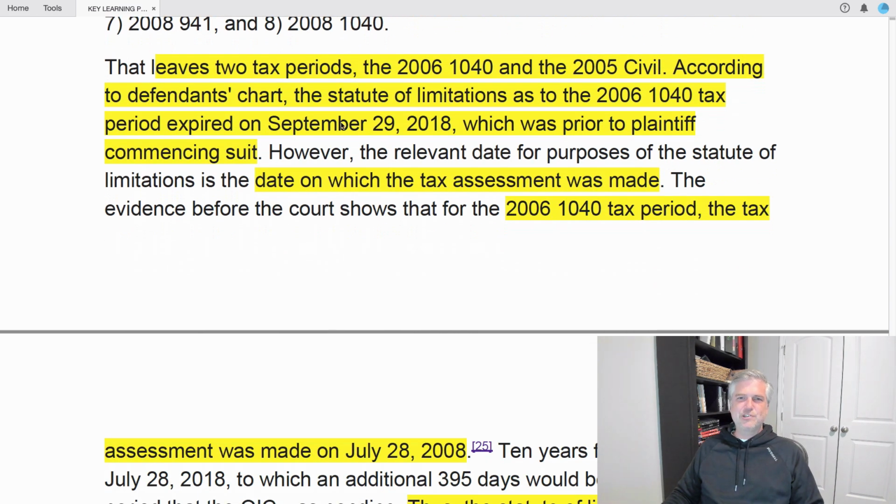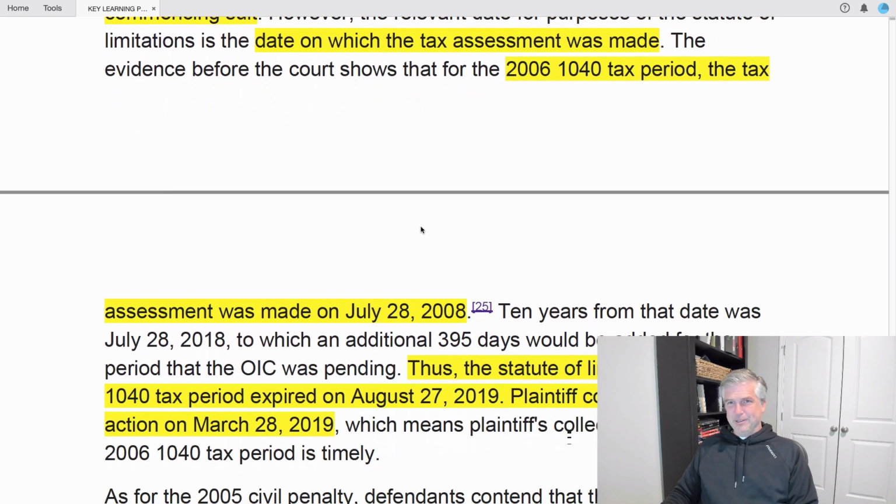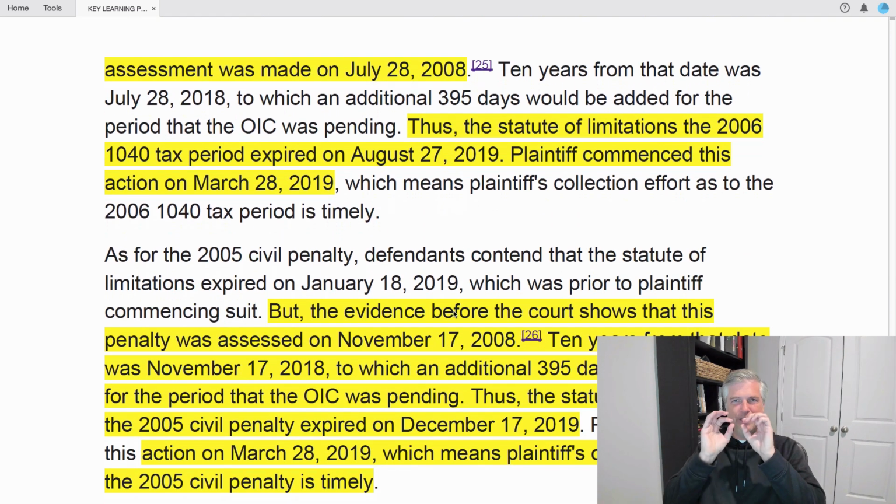And so this chart says, well, it would be too late because 2018. But the court points out, remember, it's not when you file the tax return, it's when the tax is assessed. So the date on which the tax assessment was made. So the 2006 tax period, the assessment was actually made July 2008. So if we go July 2008, we add 10 years to that, and we add that additional basically 13 months for that offer in compromise. So that takes us to August 2019.